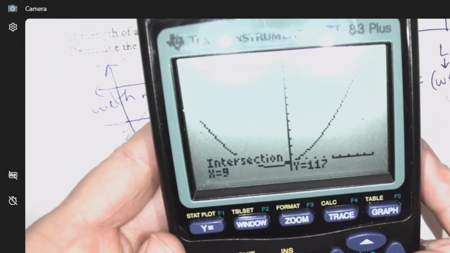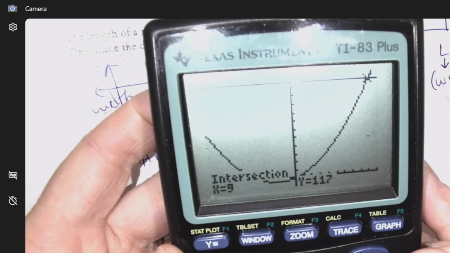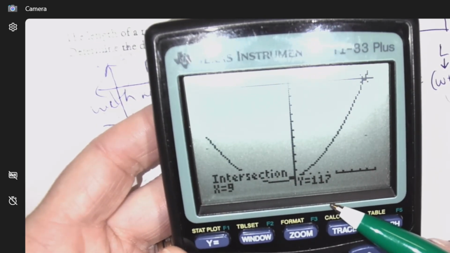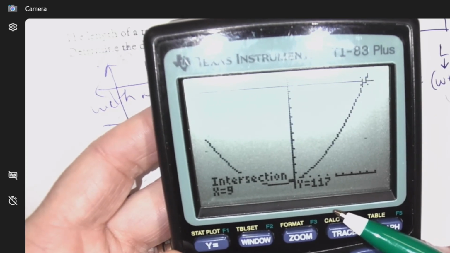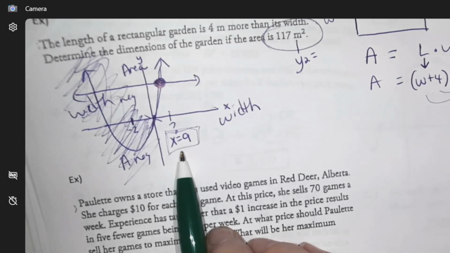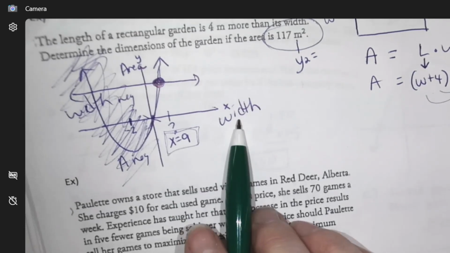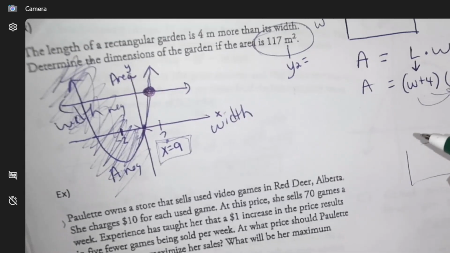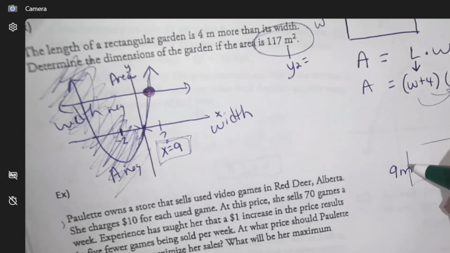Are you getting 9? Okay, so 9 is the X. Obviously 117 is the area because I told it to do that. So I knew that that was happening. So X is 9. So that tells me not X, but the width is 9. 9 meters.